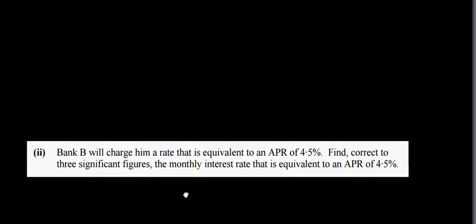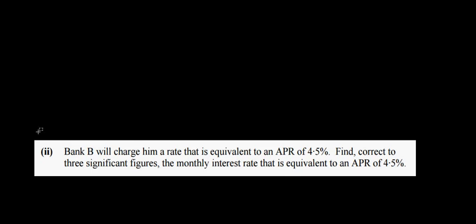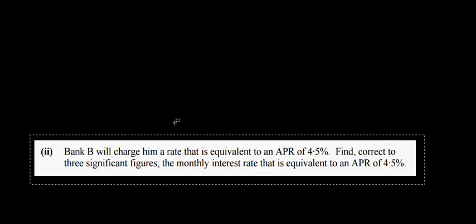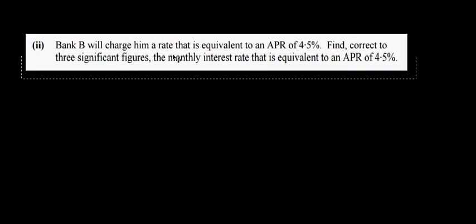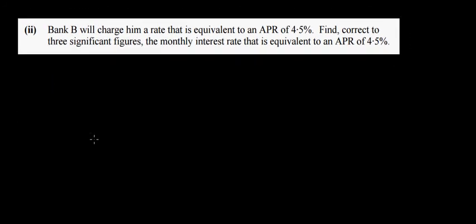Which is this one here. Let me just move this up a little bit. Okay, so in this particular case, Donna looks at Bank B, and this will charge him an equivalent APR. This is our annual rate now of 4.5%, and we want to find, corrected to three significant figures, the monthly interest rate. So in the first part of the question we had a monthly rate, we converted it to an annual rate. Now we have an annual rate and we want to convert it back to a monthly rate. So again, we use the same formula again.